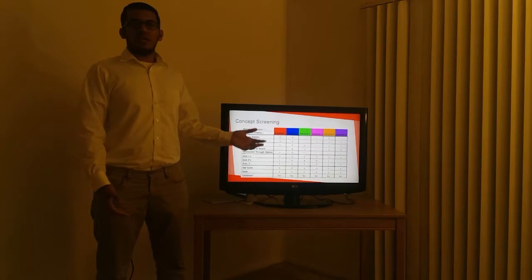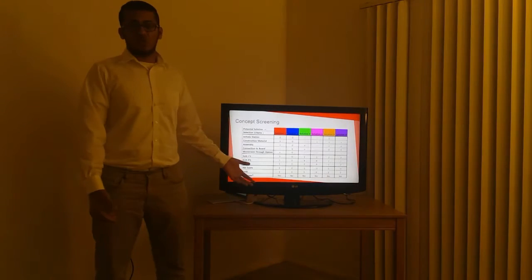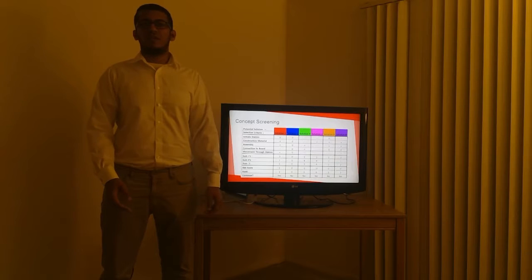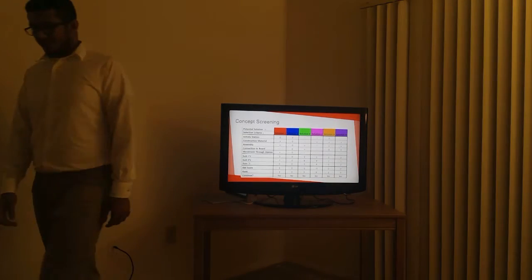And finally, we replicated these different concept generation tables and screening and scoring tables for all three of our stations in order to come up with the most optimal and educational station.